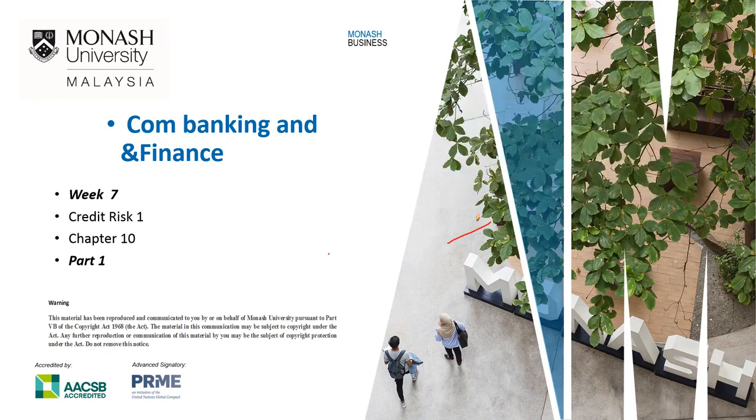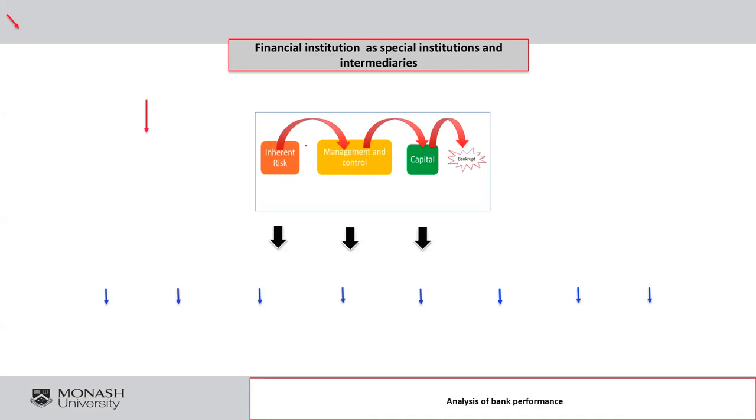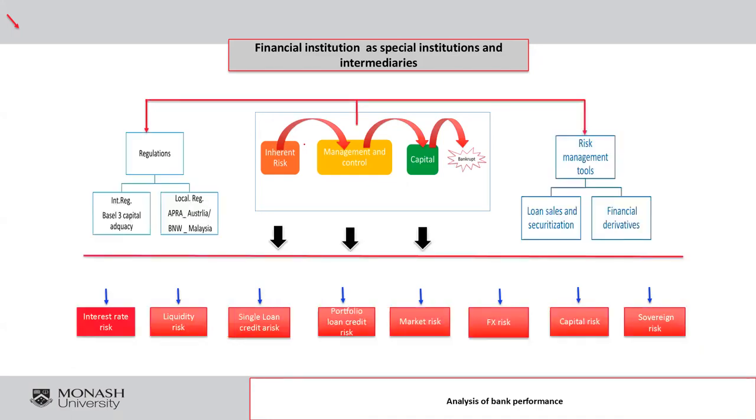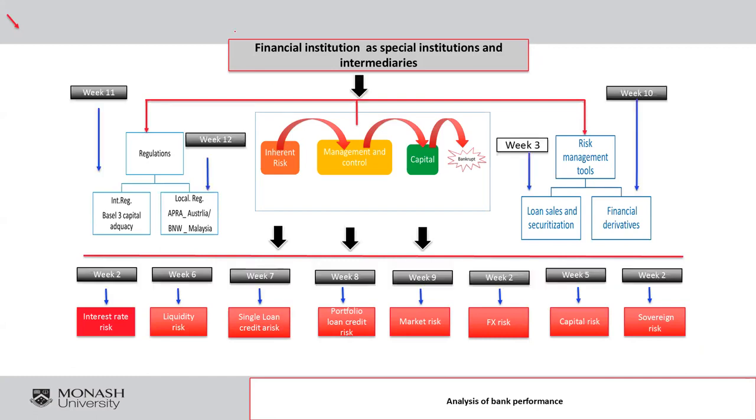So this is actually credit risk 1, and we are talking about chapter 10 in the book. Now, some of you may say, where is this chapter 10? Actually, let me start first with the map. This is the map of our unit, as you can see. I'm just trying to show the map of what we are doing. And today, as you can see, we are talking about week 7, which is this area, and we are talking about single loan credit risk.